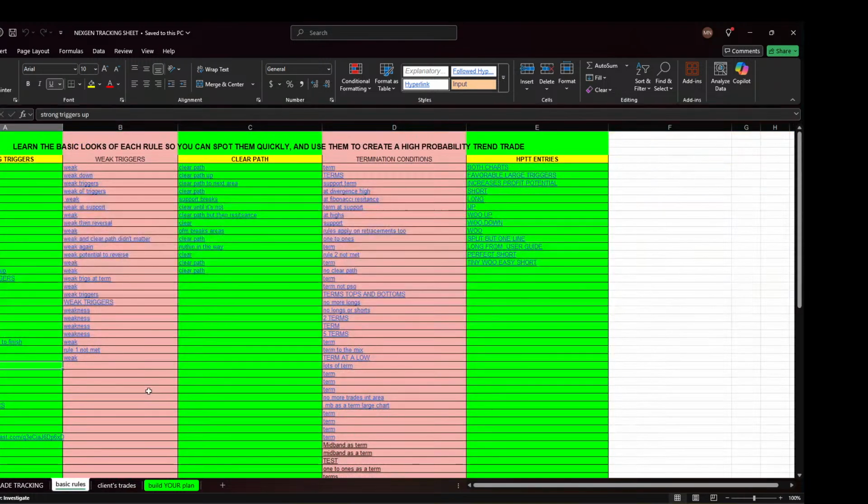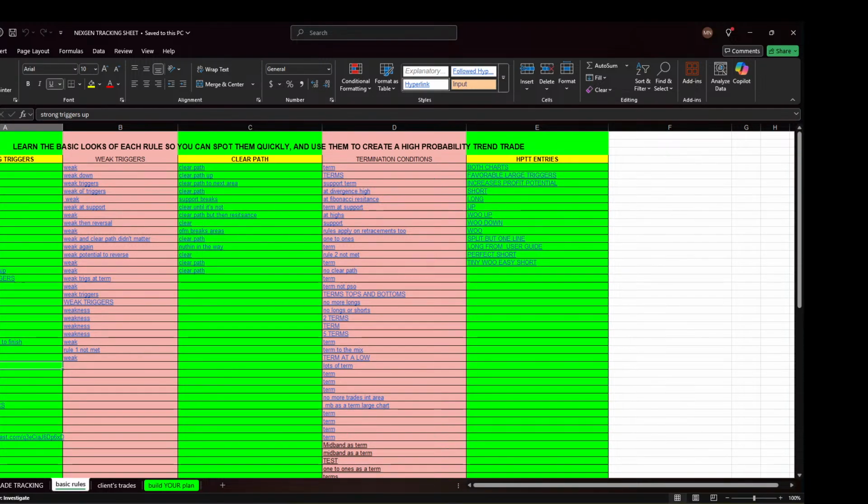The second tab is the basic rules. And the basic rules are just that. They are the core rules, the foundation, those high probability trade rules. What it looks like to have them true is in green: strong triggers, clear path, and entries. And I've done a lot of work on this spreadsheet, but I'm also going to give you a piece of paper that teaches you how to do your own work to get these concepts down.